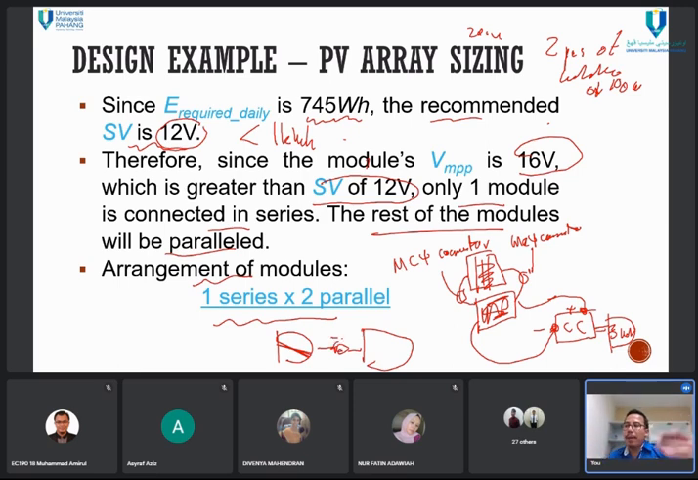So this is when we parallel. When it is parallel, what is the advantage of this module configuration? What is the advantage of this configuration?